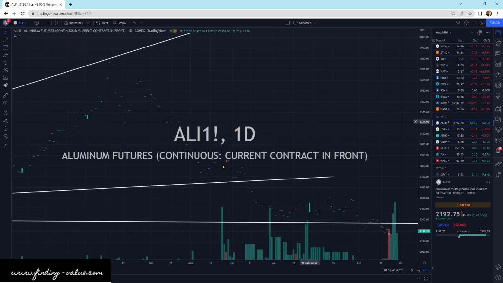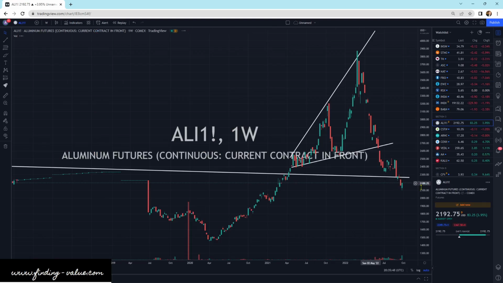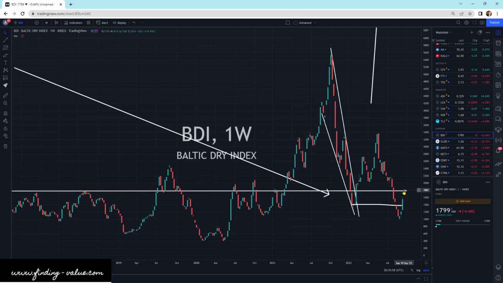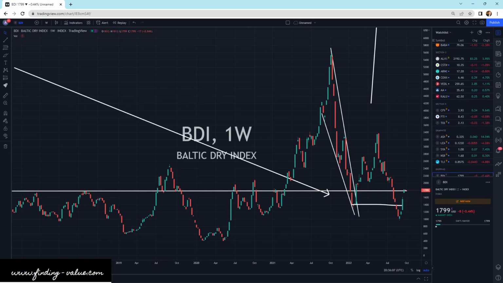Aluminum, big up day today. That's good. It looks like we're trying to put in a bottom at support, and hopefully we can turn this thing around for aluminum. The Baltic Dry Index basically still sitting at resistance level, just moving sideways. A little bit stronger selling pressure throughout the shipping companies. So that's what we've got for today.